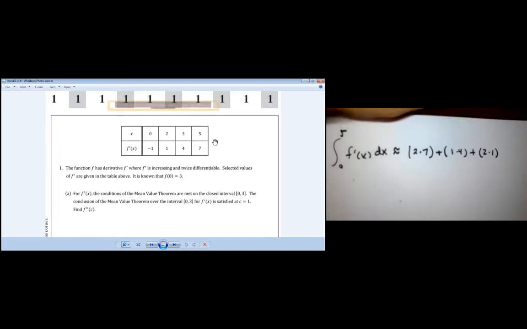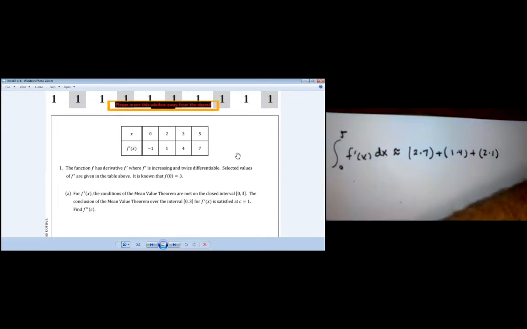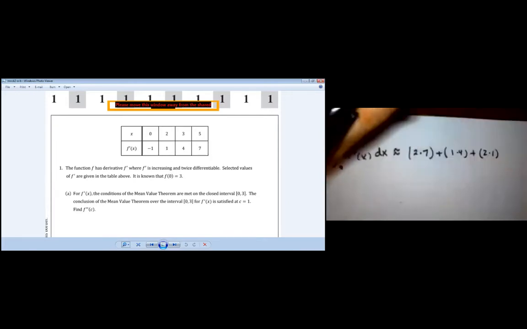Isn't it 2 times negative 1? No, it's a right Riemann sum, so we start from the right. The 3 heights are going to be 7, 4, 1. If it's a left Riemann sum, then we'd be getting involved with negative 1. Got it. Thank you. Any other questions, guys, on the second one?